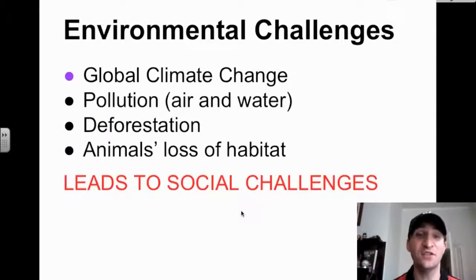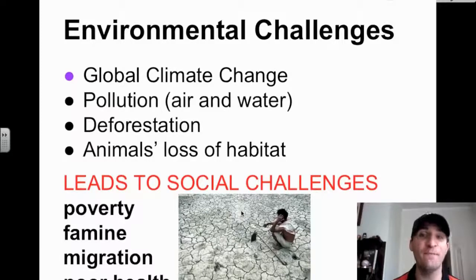These 4 lead to social challenges. People are affected by the environment. How? Well, these are 4 negative challenges: poverty, famine, migration, and poor health. And as an example, you see this farmer with his tool who cannot use the earth because it has dried out, the cracks of drought in the ground. If a farmer can't do his job, food cannot be created. That causes poverty and famine and poor health, and it might cause people to migrate, to travel out of a country and into another country.